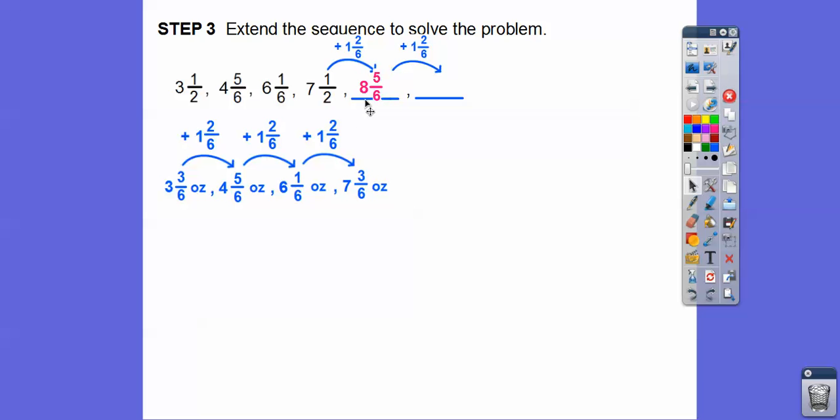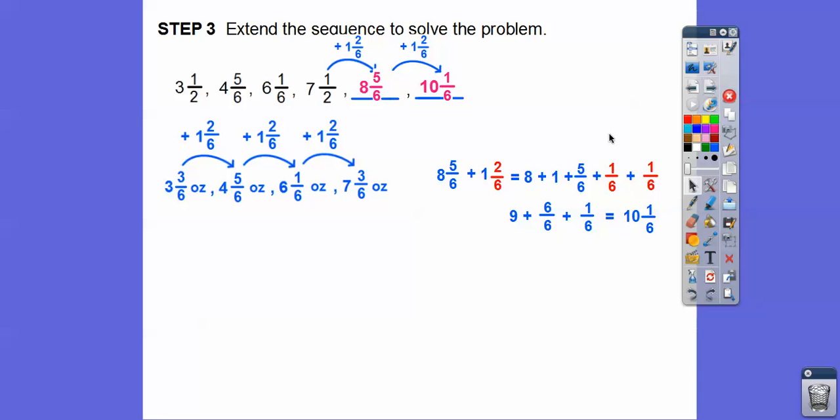Now we're going to add 8 and 5/6 plus 1 and 2/6. We're going to use that trick that we did before, you guys. Here's the 2/6, 1/6 plus 1/6. We're going to add this 1/6 with this 5/6, and that's going to make 6/6. 8 plus 1 is 9. 9 plus 1 is 10. So 10 plus 1/6 is 10 and 1/6 right there.